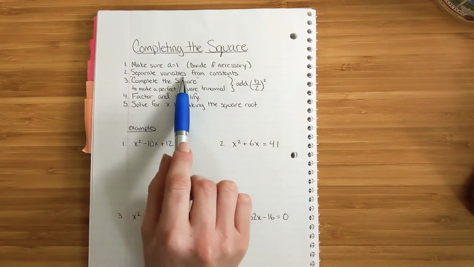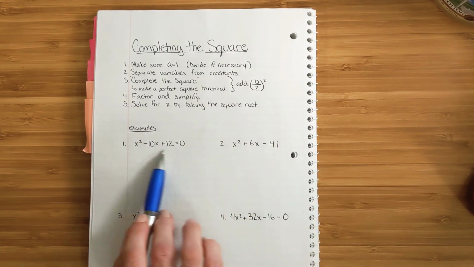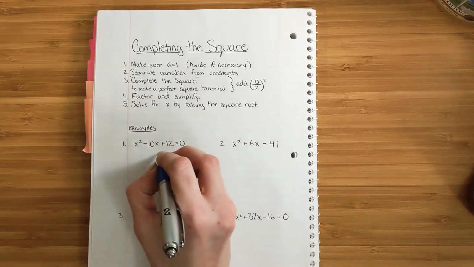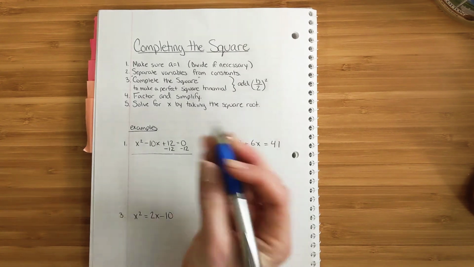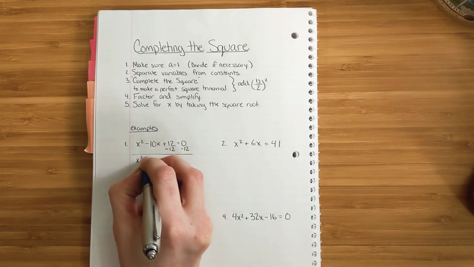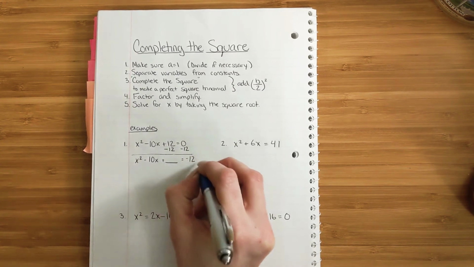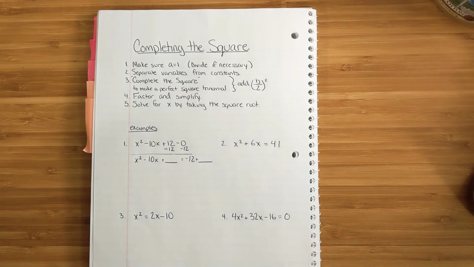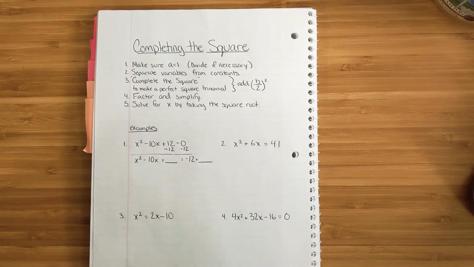Step number 2, separate the variables from the constants. We're going to use the equal sign like a wall. So where I have my full trinomial on the left-hand side, I'm going to go ahead and subtract the 12 over to the other side of the equal sign so that I no longer have it next to my variables. Now, what I like to do is I leave a space where that 12 used to be, because I'm going to generate a trinomial that actually is factorable, right? And remember, we're dealing with equations, so anything I do to the left-hand side of the equal sign, I have to do to the right.